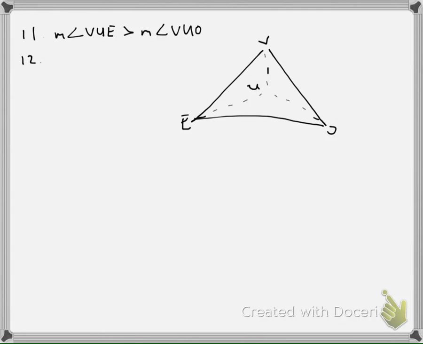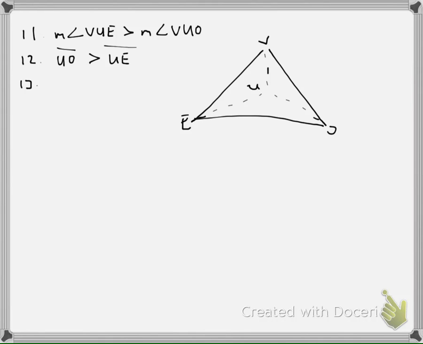12. 12 says angle UEO is greater than UOE. So that's UEO is greater than UOE. So that means this triangle is greater than this triangle. And so the answer would be segment UO is greater than segment UE.